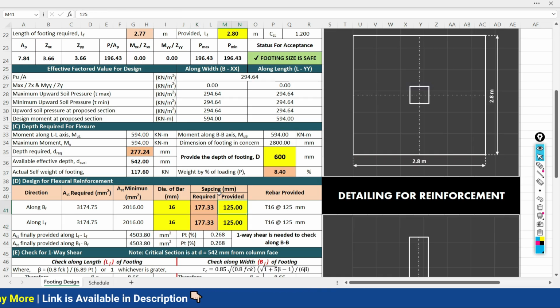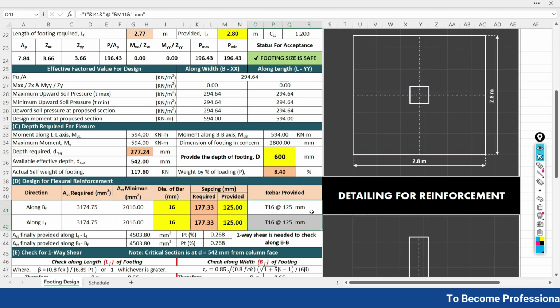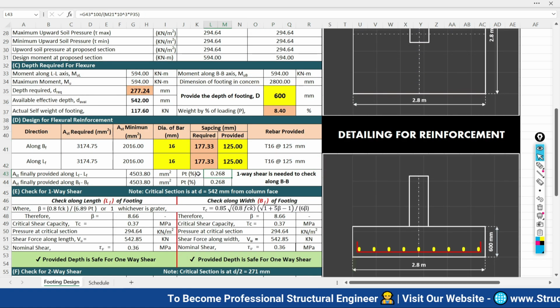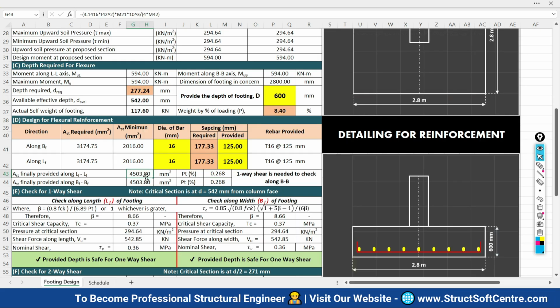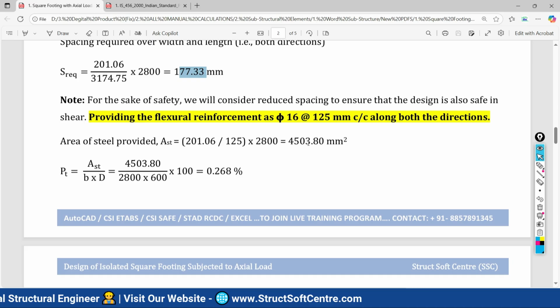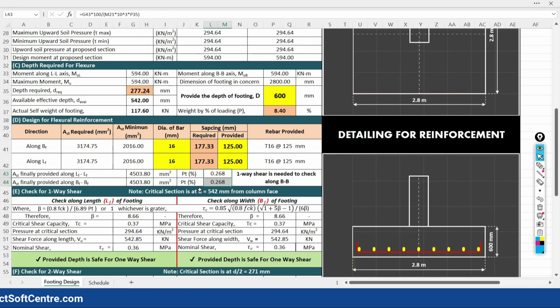So what spacing would you like to provide? I would like to provide 125 along the width, 125 along the length. In both directions, I am going to provide 16 mm diameter bar at a spacing of 125 mm center to center. And with respect to this, what is the final area and percentage of reinforcement? 4503.8. Look at your manual calculation, 4503.8, and the percentage is 0.268 in both directions. Here exactly the same value is coming.